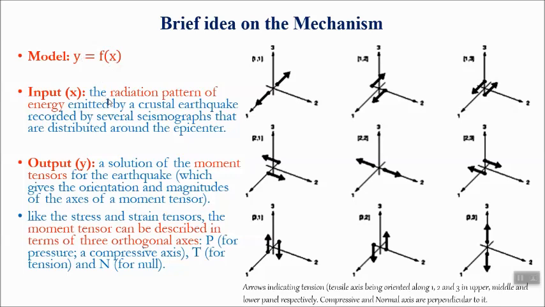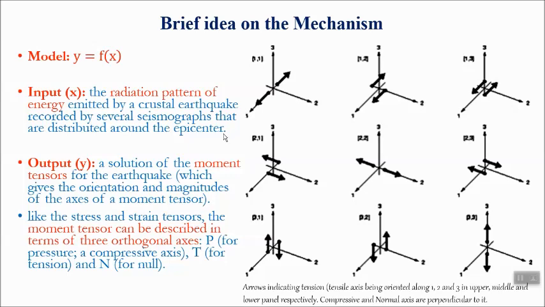What input do we generally give? Input is the radiation pattern of the energy emitted by the crustal earthquake. Whatever earthquake has occurred, it has radiated some kind of energy. That energy was recorded in the seismometer as the P waves. The P waves which were recorded will be fed as input into this model. What we will get from this model is the output y. This output y will be the solution of the moment tensors. So this model actually will give us the moment tensors of the earthquake.